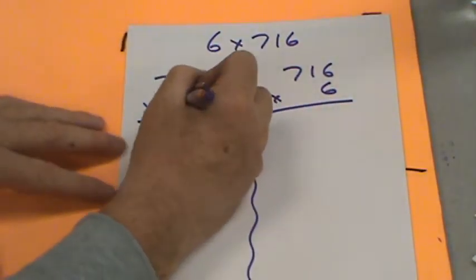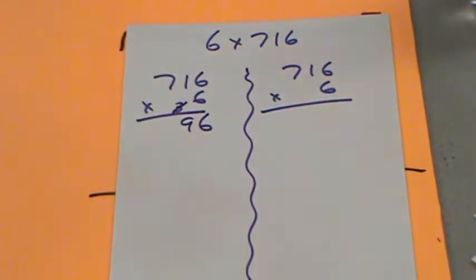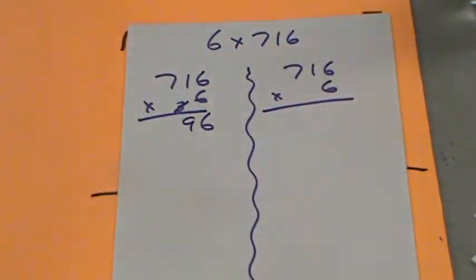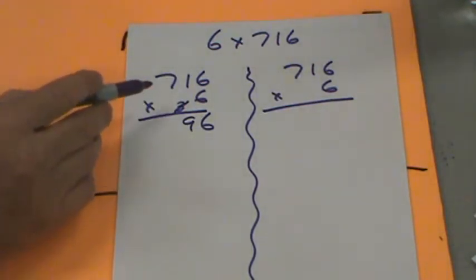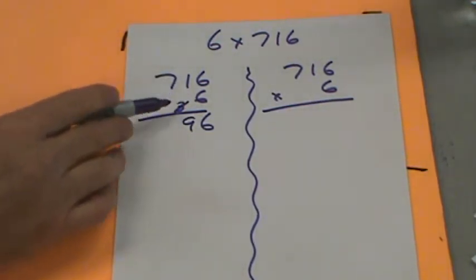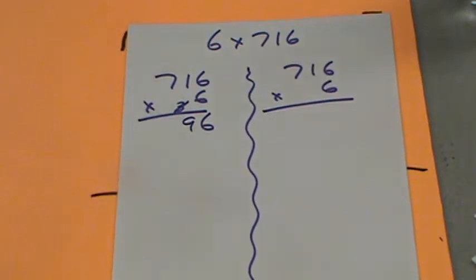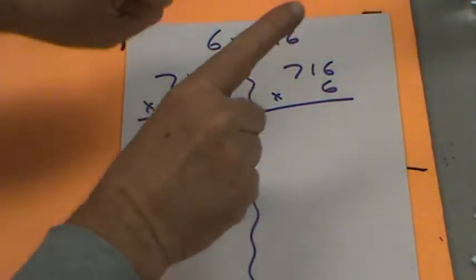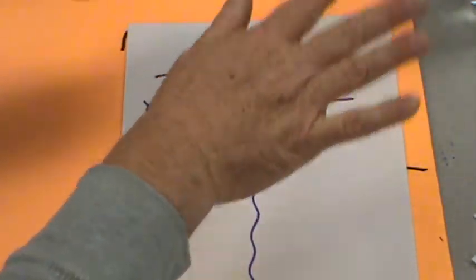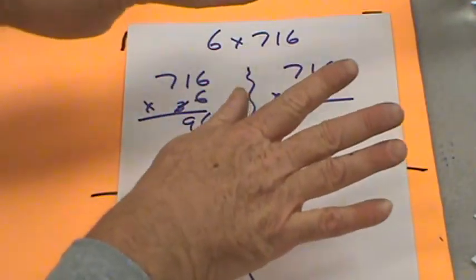And don't forget, I'm doing the standard algorithm on this side. We'll do partial products over here. Okay, so we don't need to bring anything over because it's 9, right? 1 times 6 plus 3 was 9. Now we do 7 times 6. Use your multiplication chart. Skip count with me: 6, 12, 18, 24, 30, 36, 42.